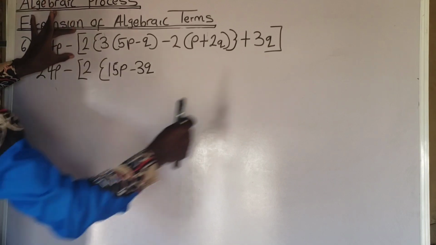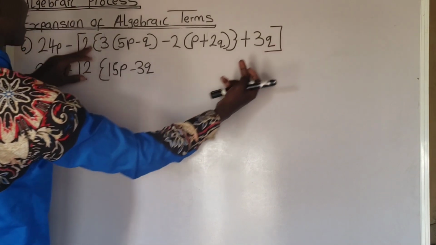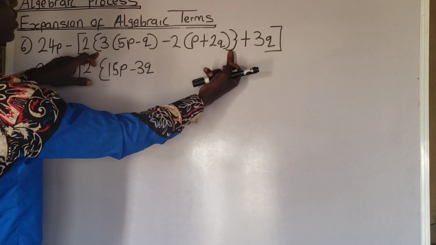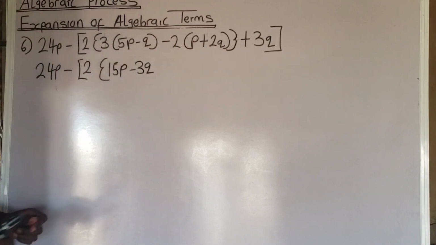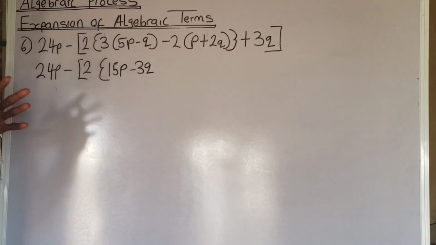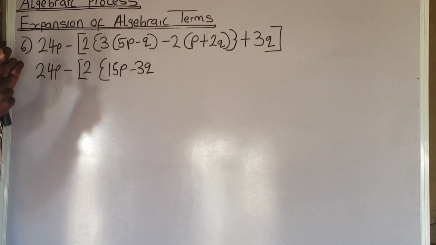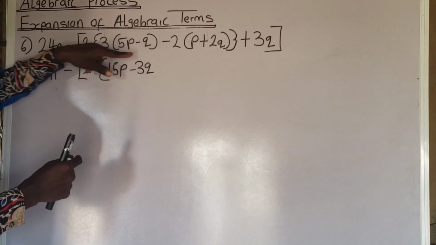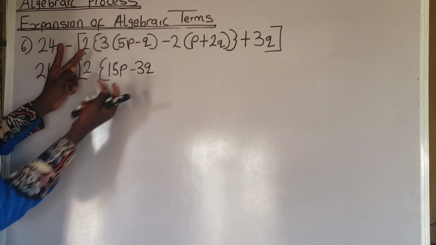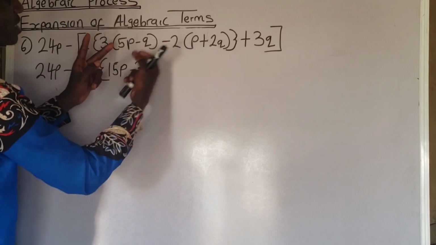The first bracket is here. Okay? The second bracket is this. Do you understand? And the third bracket are these 2. Okay? Now, we want to deal with the smallest bracket, the 2 small brackets, that is the brackets inside this bracket. These are the 2 brackets.